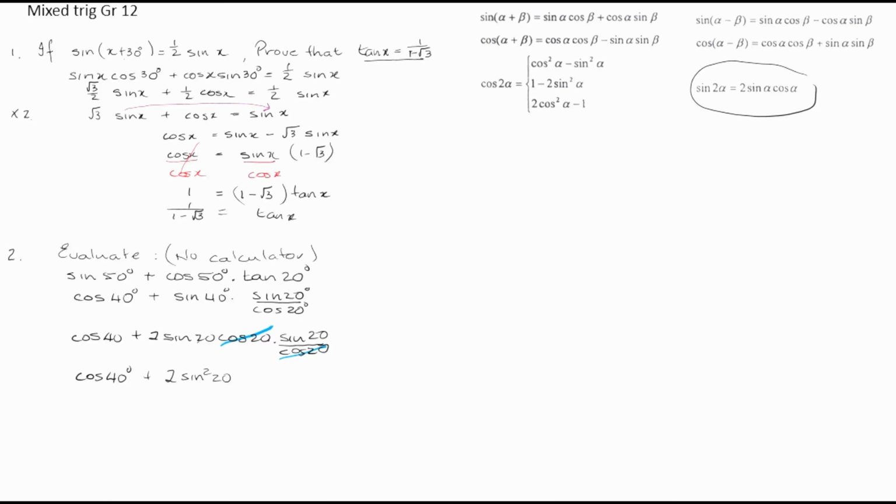Right, so I'm going to take the cos of 40 and I'm going to use this formula here to do. Cos of 40 will be 1 minus 2 sine squared 20 plus 2 sine squared 20, and those two add up to 0 and I'm left with 1. Right.